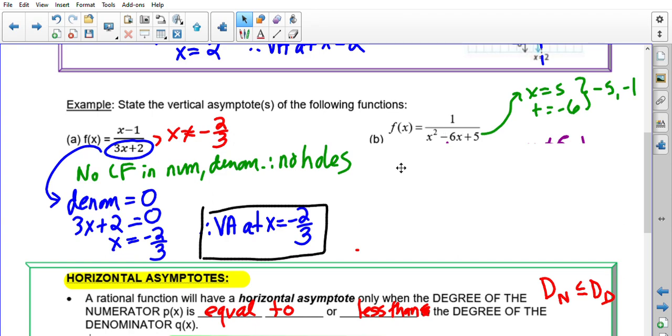This one here, part B, 1 over, and then we've got our quadratic function. So what's hard for us to tell here is when the denominator would equal 0. That's going to be easiest for us if we put the denominator in factored form. So I tried factoring my simple trinomial, and two numbers that multiply to 5 and add to negative 6 are negative 5 and negative 1.